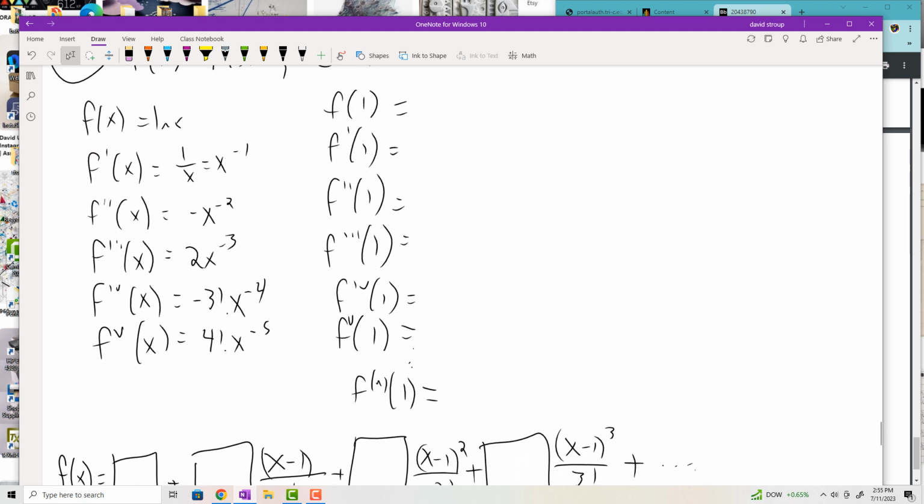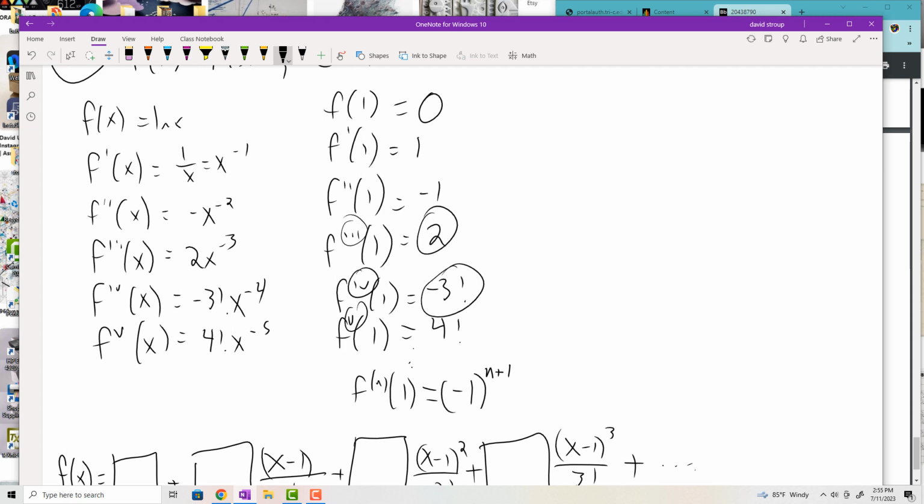Okay, great. Let's go through. f of 1 is 0. So it'll be 1, -1, 2, negative 3 factorial, 4 factorial. So again, there's an alternating negative 1. I want the even numbers to be negative this time, so that's when you use n plus 1. And then for 3, you get 2 factorial. For 4, you get 3 factorial. For 5, you get 4 factorial. For n, you get n minus 1 factorial.